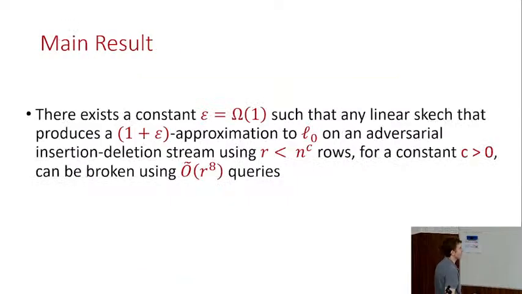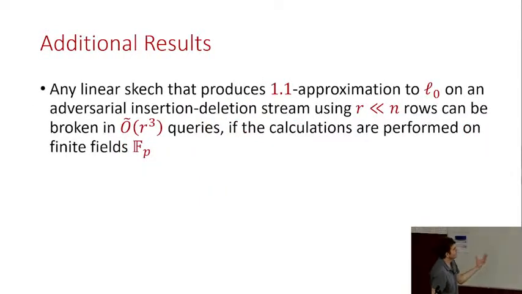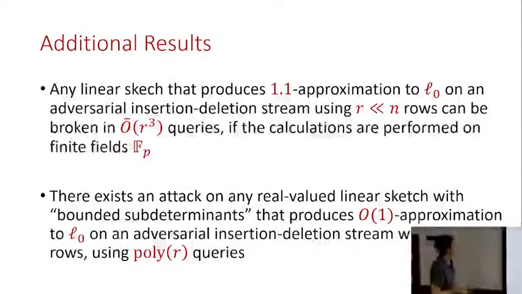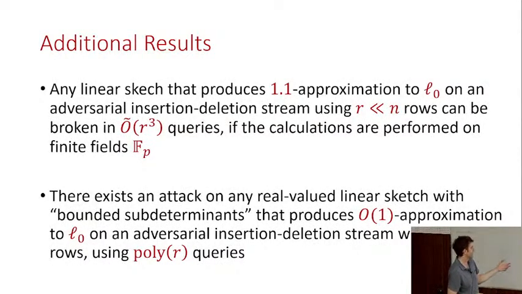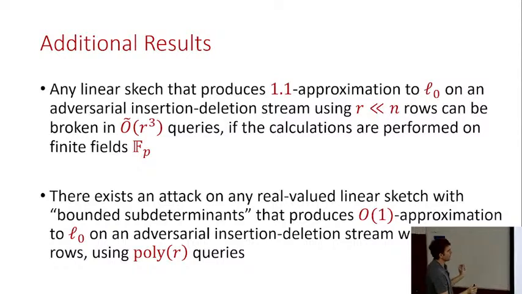The main result was that we can break any sketch with r to the 8th queries. We have additional results. So there are also algorithms that can estimate the number of distinct elements over finite fields. We can break any sketch over a finite field with a smaller number of r cubed queries. We have some results over the reals as well. Here the previous attack that used Gaussians in the work with Hardt doesn't apply to L0, but we can get some results under some conditions for attacking L0 over the reals as well.